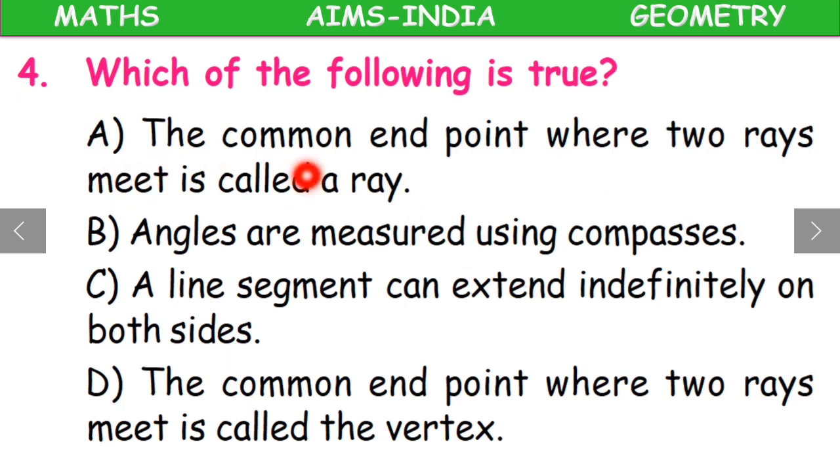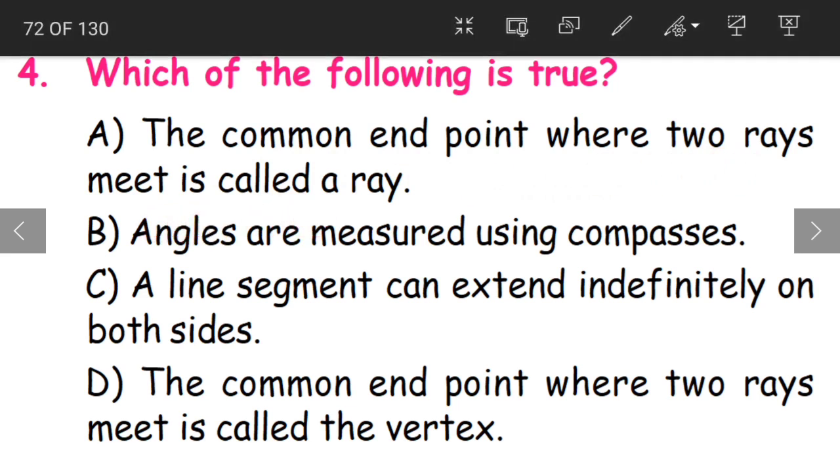Question 4. Which of the following is true? Now from these 4 statements, we have to find out the statement that is true. First one, the common endpoint where two rays meet is called as ray. See, suppose these are our two rays, meeting at our common endpoint A. Now what is this called? Is A called a ray? No, it is called the vertex. So statement A is false.